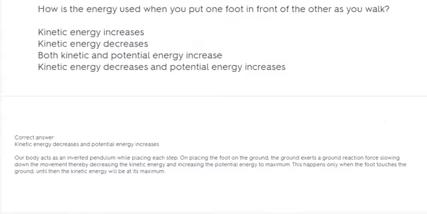How is the energy used when you put one foot in front of the other as you walk? Kinetic energy increases, kinetic energy decreases. Both kinetic and potential energy increase. Kinetic energy decreases and potential energy increases.